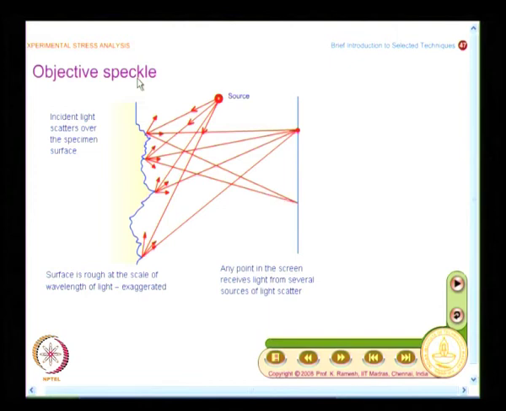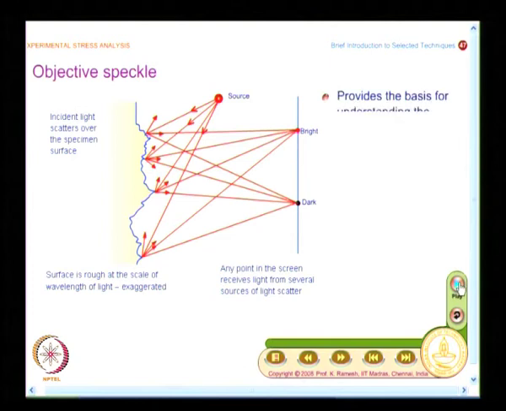I will also go and see another formation of speckle, which is known as subjective speckle, and there the story is different. And what is the advantage of this?